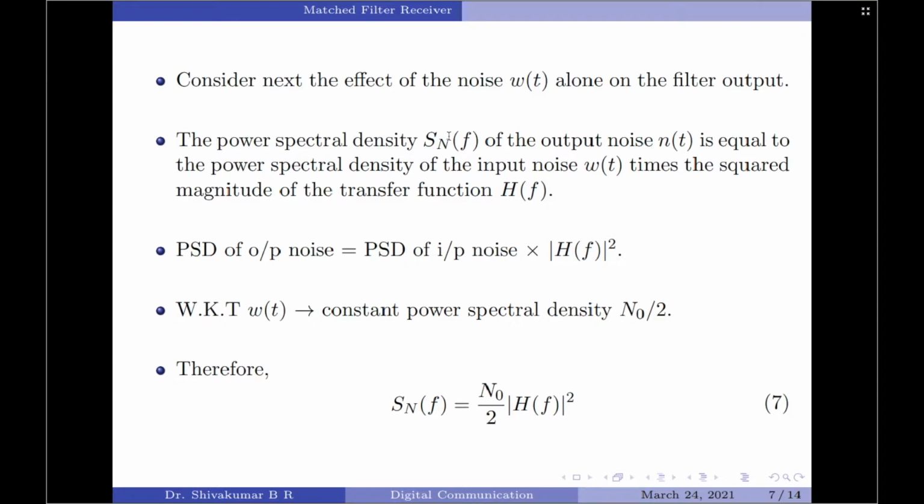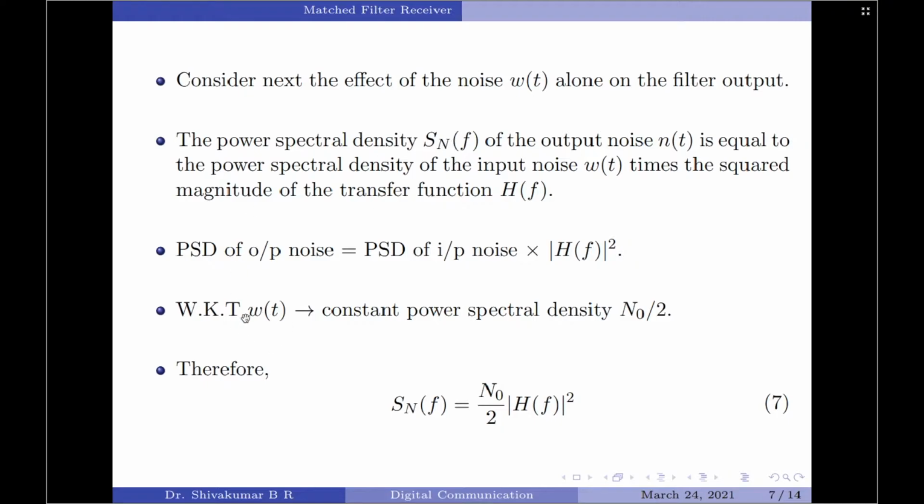In a very interesting note, we state that the power spectral density S_N of the output noise, which is n of t, is equal to the power spectral density of the input noise, which is W of t, multiplied by the squared magnitude of the transfer function. So this is the definition. In simple words, we can write it as power spectral density of output noise is equal to power spectral density of input noise multiplied by magnitude square of the transfer function H of f.